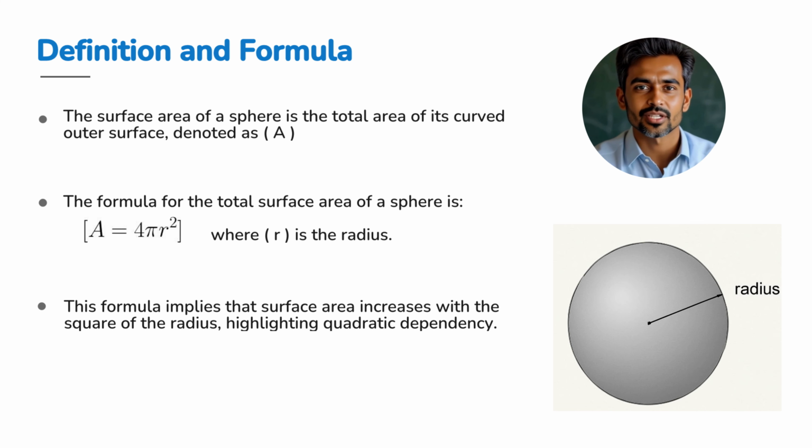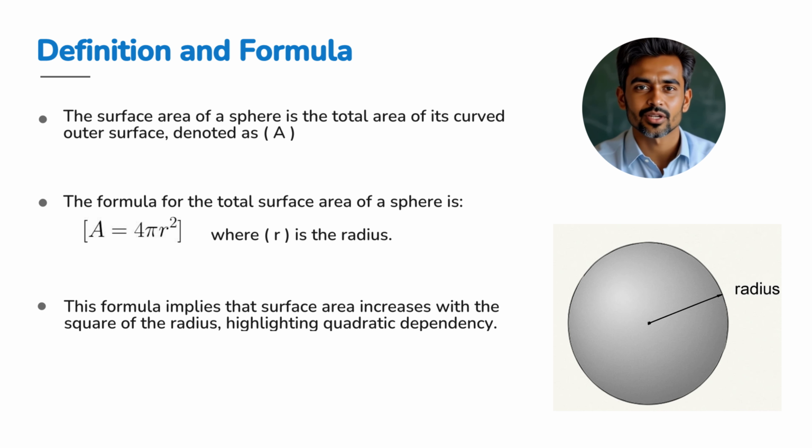Welcome back, friends. So, we know what a sphere looks like and how it's formed. Now, let's talk about its surface area, but specifically the curved surface area, since a sphere only has a curved surface. Simply put, the surface area of a sphere is the total area that covers its outer shell. Think about wrapping the entire sphere with a thin sheet of paper. The amount of paper you'd need to cover it perfectly is the surface area, which we denote as A.